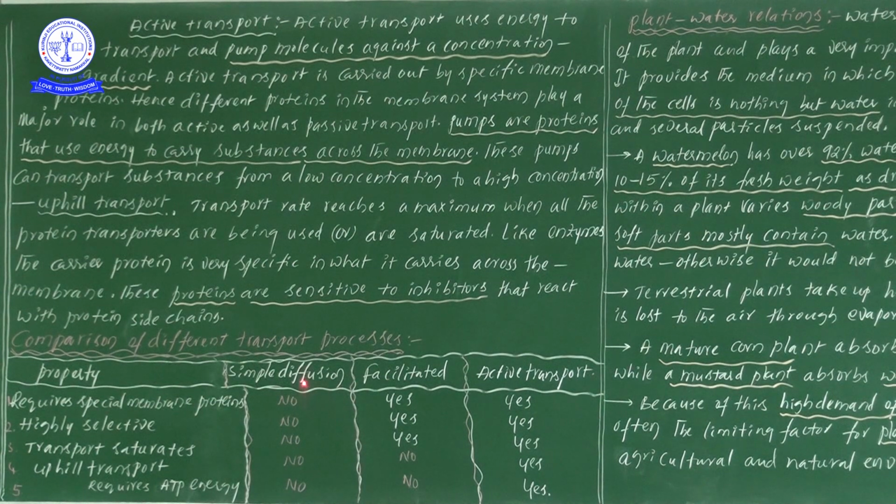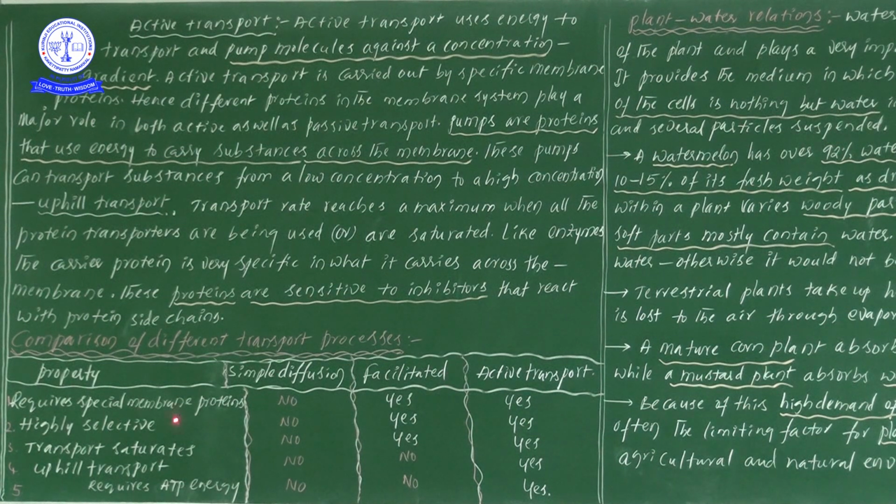First, simple diffusion is known not only in living organisms but in all kinds of activities, even liquids and gases. That's why the diffusion process requires no special membrane proteins. It is not highly selective. No transport saturation. No uphill transport, because uphill means from low to high, but in diffusion it is high to low. Next, there is no need of energy in the form of ATP, so that is also no.